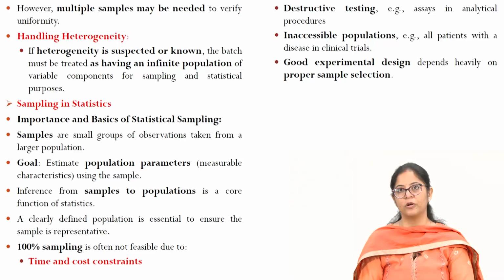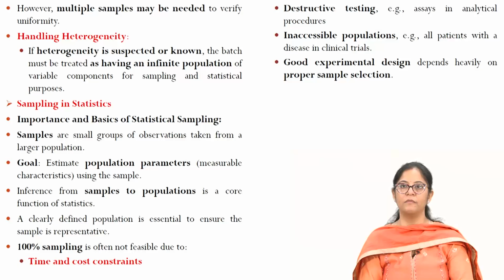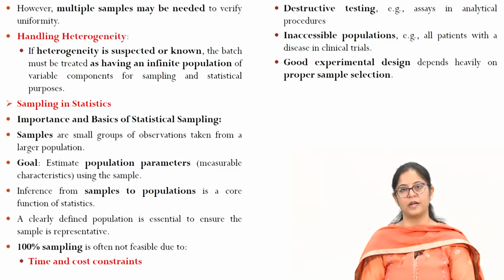The importance and basics of statistical sampling: samples are small groups of observations taken from a larger population. The goal is to estimate population parameters, measurable characteristics, using the sample. Inference from samples to population is a core function of statistics. A clearly defined population is essential to ensure the sample is representative. 100% sampling is not feasible due to time and cost constraints, the destructive nature of sampling, and inaccessible populations, for example, all patients with a disease cannot be accessed. Good experimental design depends heavily on proper sample selection.